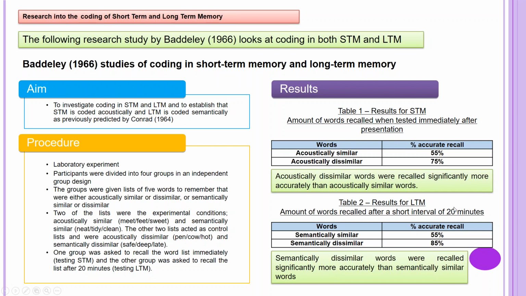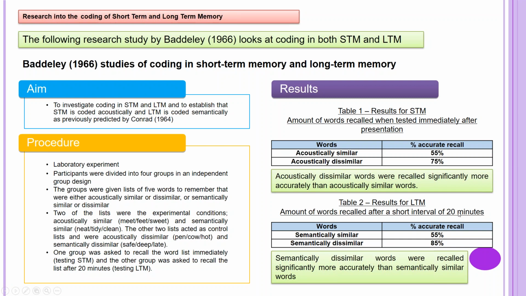The procedure: a lab experiment was used. Participants were divided into 4 groups in an independent groups design. The groups were given lists of 5 words to remember that were either acoustically similar or dissimilar, or semantically similar or dissimilar. 2 of the lists were the experimental conditions: acoustically similar, meat, feet, sweet, and semantically similar, neat, tidy, clean.